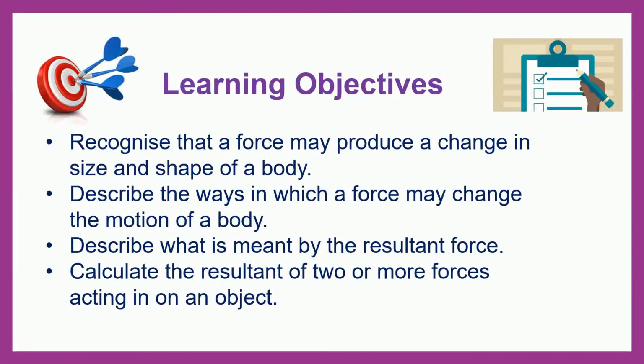By the end of the lesson, you should be able to recognize that a force may produce a change in size and shape of a body. You will be able to describe the ways in which a force may change the motion of a body. Describe what is meant by the resultant force. You will be able to calculate the resultant force of two or more forces acting on an object. By focusing on the above learning objectives, you should be able to solve your exam easily.